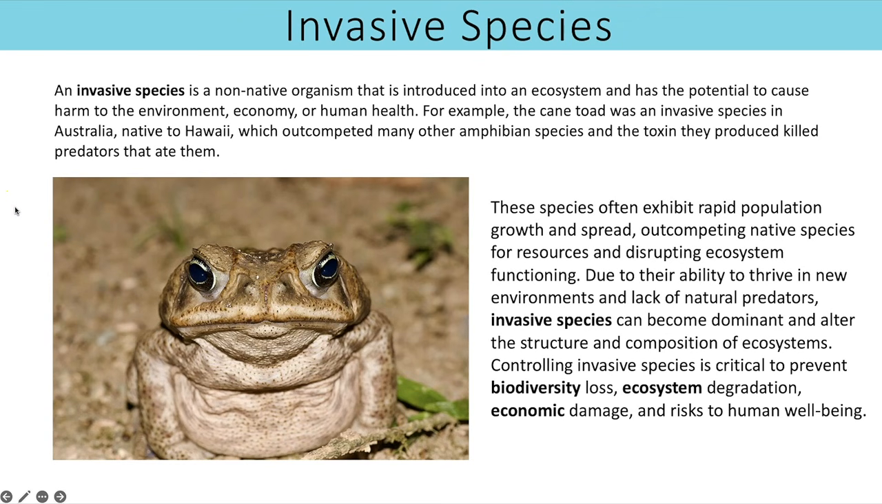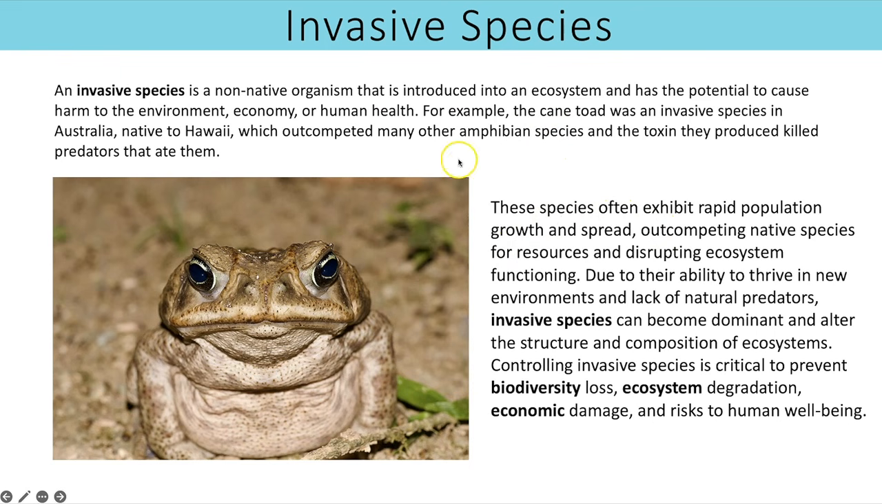Now, invasive species, these are non-native organisms that have been introduced to an ecosystem and have the potential to cause harm to the environment, economy, and even human health. And a key example of that is the cane toad, which is an invasive species in Australia. It was native to Hawaii, but when it was brought to Australia, it outcompeted many other amphibian species, and the toxin that they produced through their skin also killed predators such as snakes that ate them.